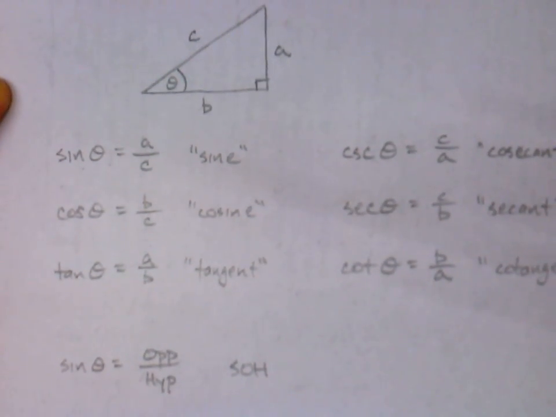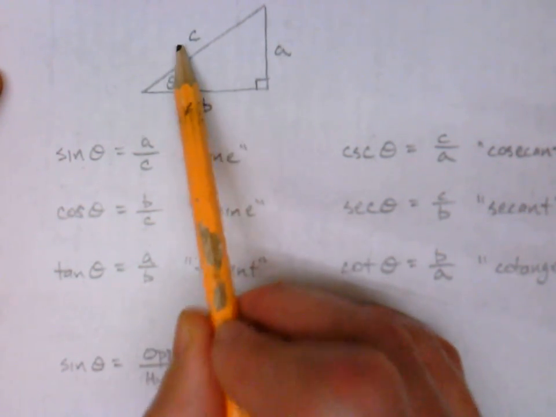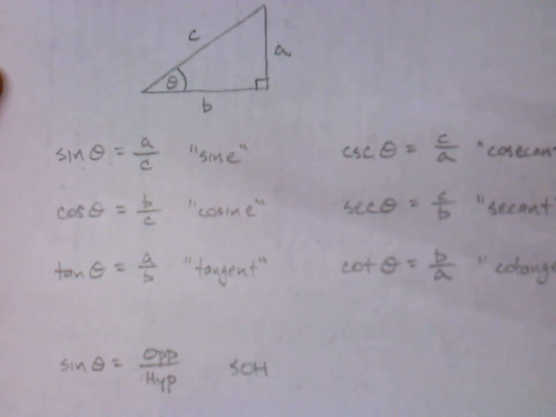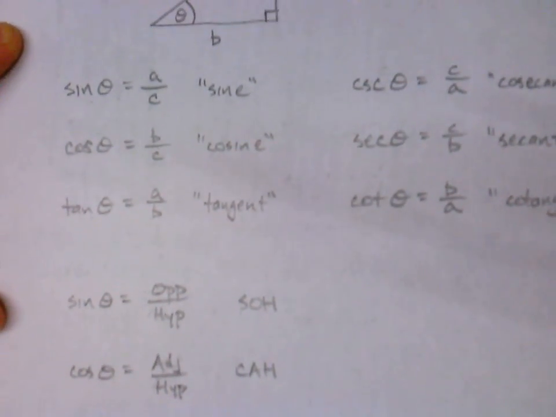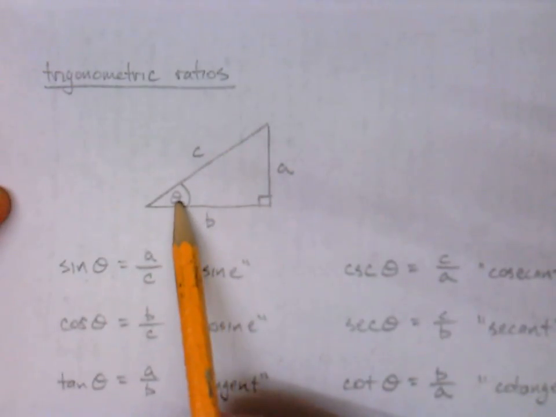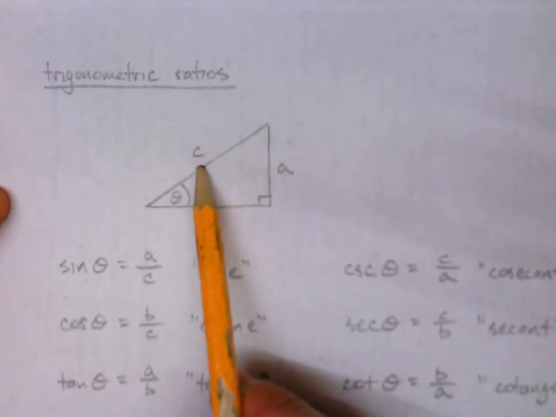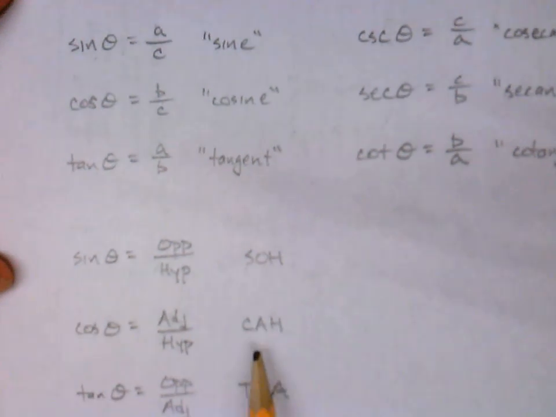Maybe I can just get sine on there. So sine, if it's A over C, one way that people will memorize this is by thinking sine is opposite over hypotenuse. So my angle is here, the opposite side divided by the hypotenuse. And I've got SOH, sine is opposite over hypotenuse. Cosine is the adjacent over the hypotenuse. So back up here, cosine, the adjacent side, if I'm looking at theta, the adjacent side is B divided by the hypotenuse. And that gives me CAH, cosine adjacent over hypotenuse.